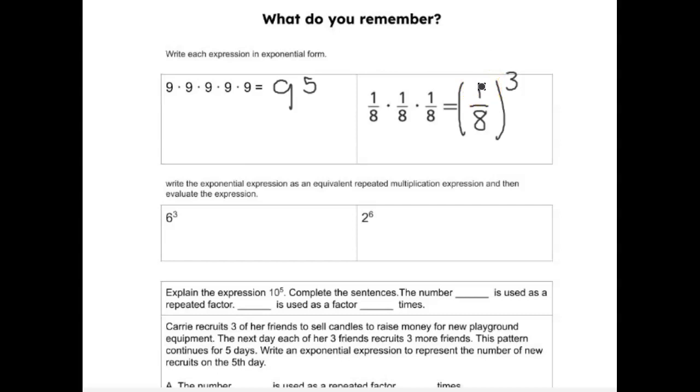Write the exponential expression as an equivalent repeated multiplication expression and then evaluate the expression. So that's a lot of stuff, but it's actually super simple. We're going to take 6 to the 3rd. We're going to write that out as 6 times 6 times 6. The base was 6, so we use 6. We put 6 3 times because the exponent is 3. So in our calculator, we're taking 6 to the 3rd, and I got 216.